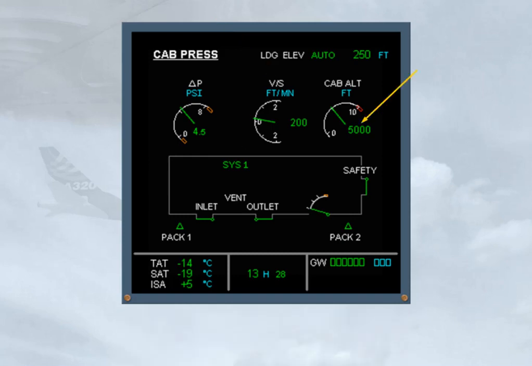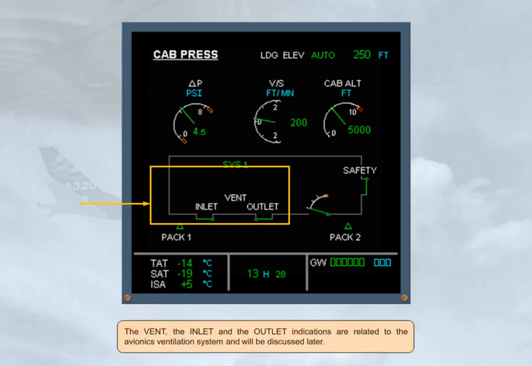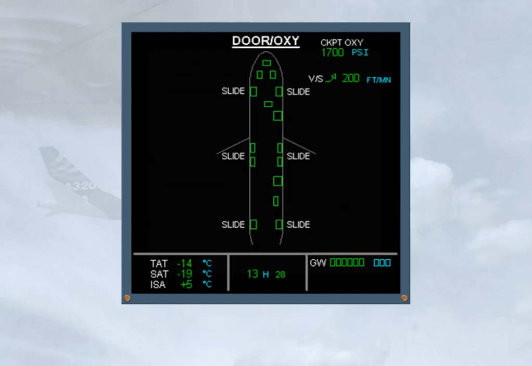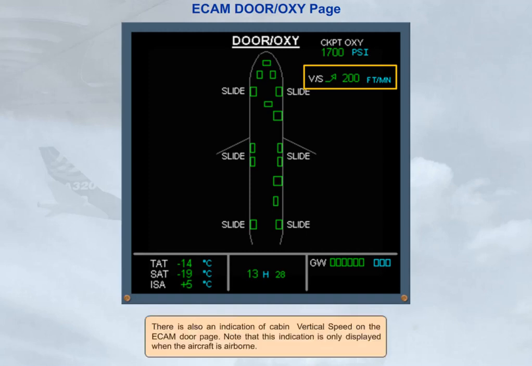The cabin altitude is also shown. The inlet and the outlet indications are related to the avionics ventilation system and will be discussed later. On the ECAM cruise page, there are indications of cabin differential pressure, cabin vertical speed, and cabin altitude. There is also an indication of cabin vertical speed on the ECAM door page. Note that this indication is only displayed when the aircraft is airborne.